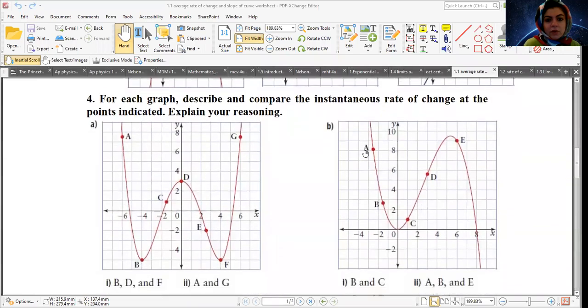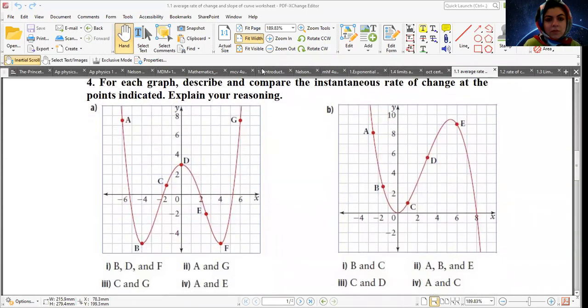Now for each graph, try to compare instantaneous rate of change. Okay, to compare it, let's say I want to compare C and G, right? I want to compare C and G. Of course, the instantaneous rate of change, or slope of the tangent line, at G is sharper, right? I have a higher, bigger slope here at G. So slope at G compared to C, of course, G has a bigger slope. The same way you can compare the other slopes, same way for A and B.